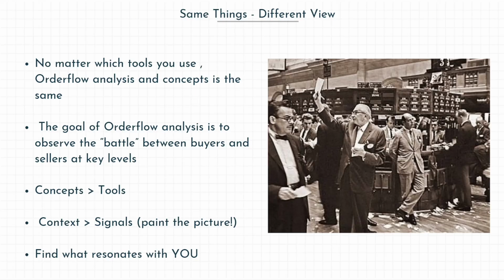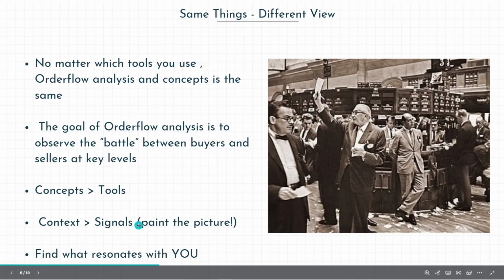So I'm going to show you 3 different tools, and the concepts that you're going to apply to them are the exact same. You just have to decide which tool you prefer using. The goal of order flow analysis is to observe the battle between buyers and sellers at key levels. Again, concepts over tools, context over signals.